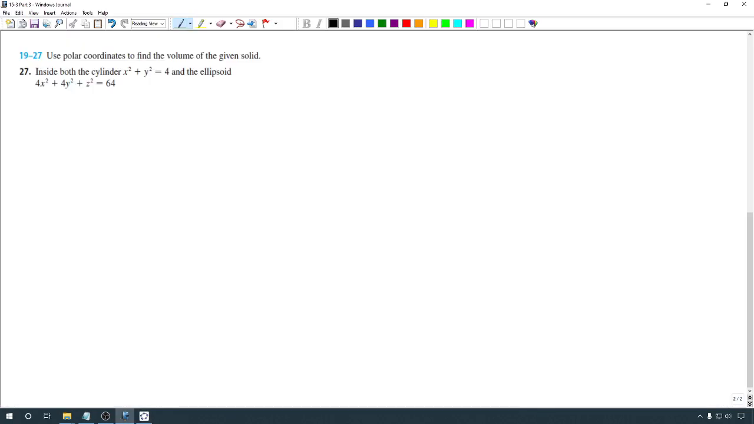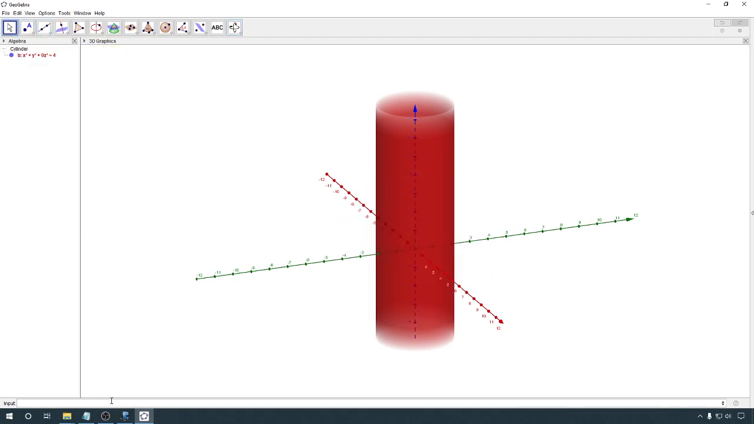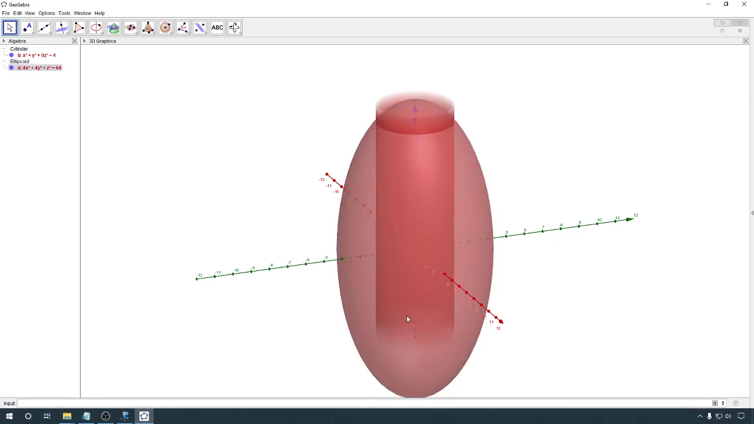Problem 27 is actually pretty similar. This time we're still using exactly the same cylinder that we were looking at before, but now we're looking at an ellipsoid, and we want to find the volume that's inside both of them. So if we go back to our graph here, we're not using the sphere anymore, but we do have the ellipsoid. That was 4x squared plus 4y squared plus z squared equals 64.